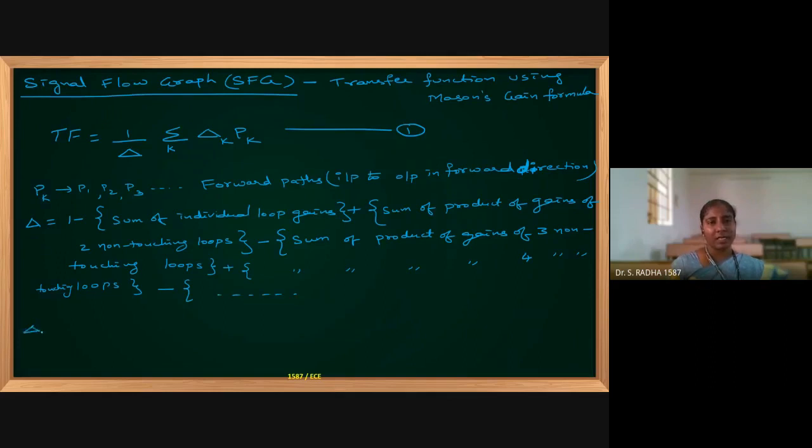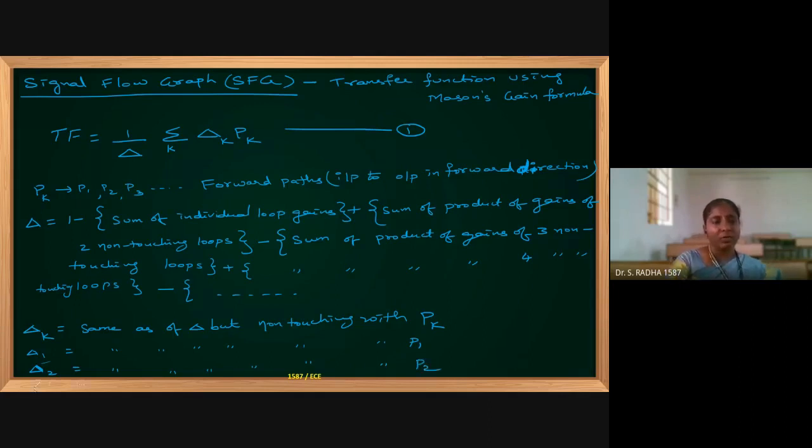And delta k means the same formula as that of delta, but it should be non-touching with the forward path. Delta 1 means P1, delta 2 means P2, like that. Delta 1 means the same formula as delta, but non-touching with the first forward path. Delta 2 means the same formula as delta, but non-touching with the second forward path. So I have explained the terminologies.